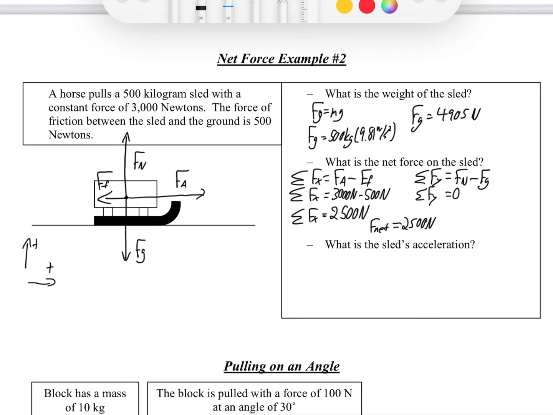Next, let's solve for the sled's acceleration. So we can use our formula, acceleration equals F net over m, plug in our values, 2,500 newtons for our net force, and 500 kilograms for our mass, and get that our acceleration is equal to 5 meters per second squared. And that's how you would solve these problems with our free body diagrams and net forces.